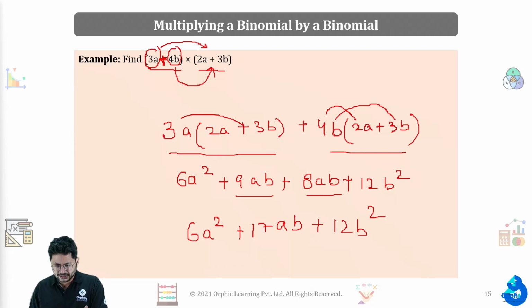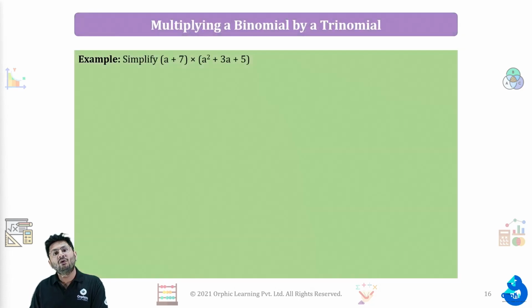Okay. Now let's multiply a binomial with a trinomial. We are going to take all the different aspects. So binomial with a trinomial ka multiplication, same goes for this. A into the entire second expression, that is a square plus 3a plus 5.